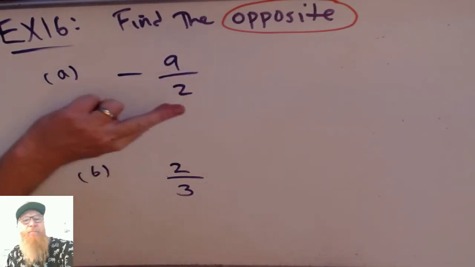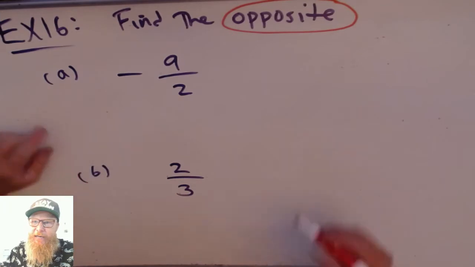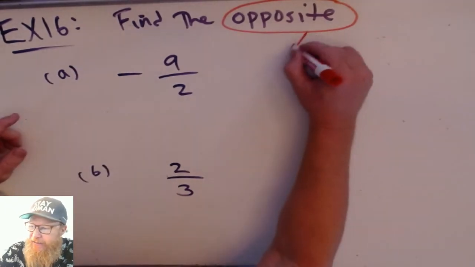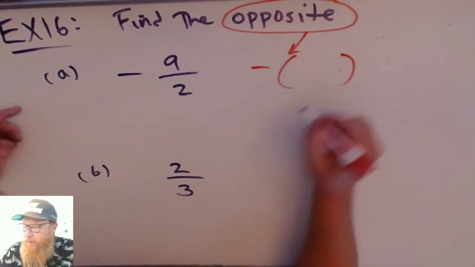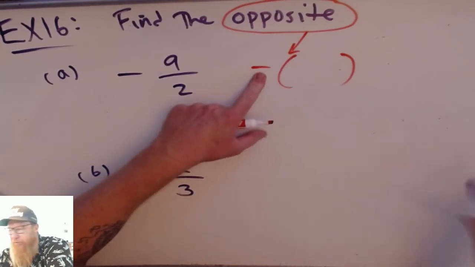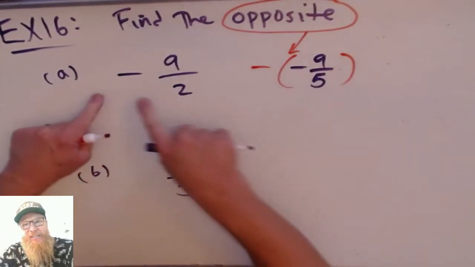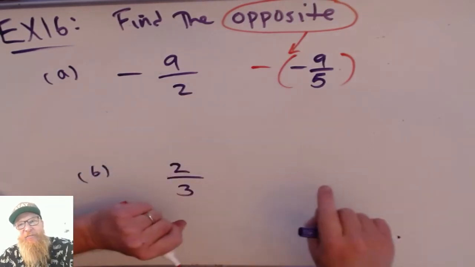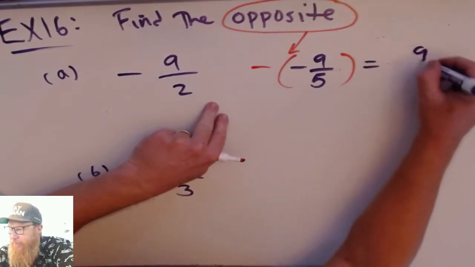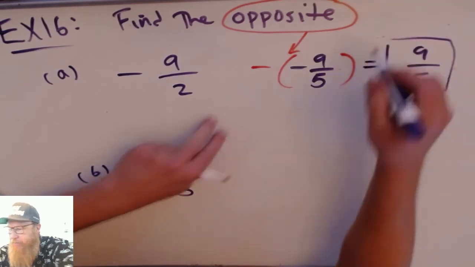Opposite does not mean flip, okay? Opposite means put a negative out in front. So this is the opposite of negative 9/5. So it just becomes 9/5.